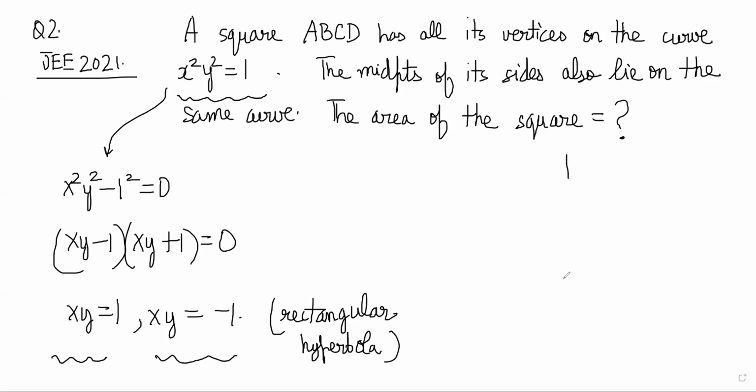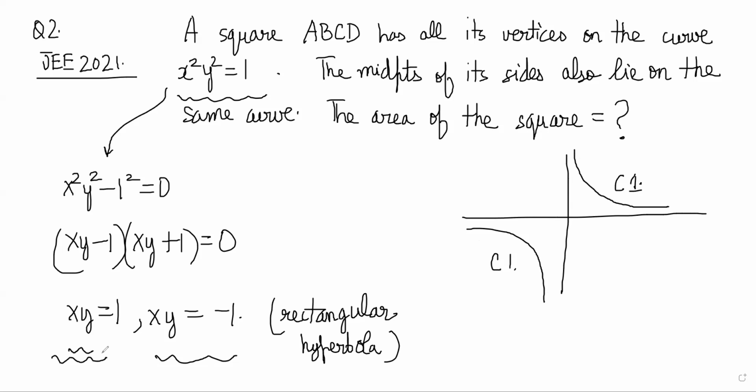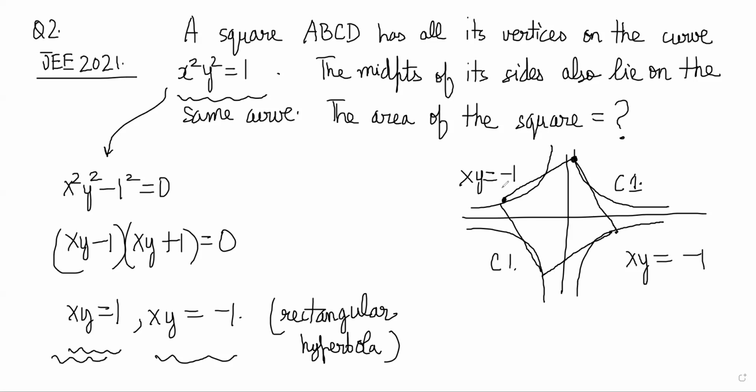Right? xy is equal to 1 would be the hyperbola like this. This is curve 1. Curve 1 is basically xy is equal to 1. And xy is equal to minus 1 would be the hyperbola like this. This is xy equals minus 1. Right? So the question is saying that the vertices of the square are on this hyperbola or on these pairs of hyperbolas. So you can have a situation like this probably. Like these are the 4 points which are vertices of the squares, right?